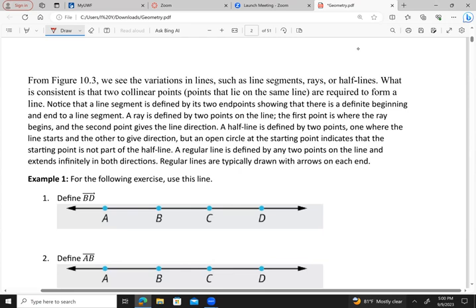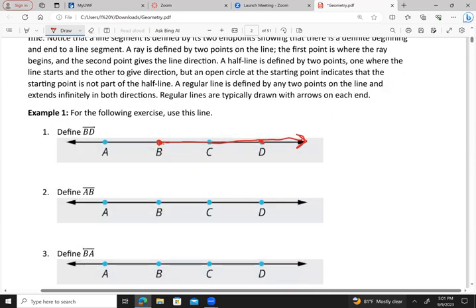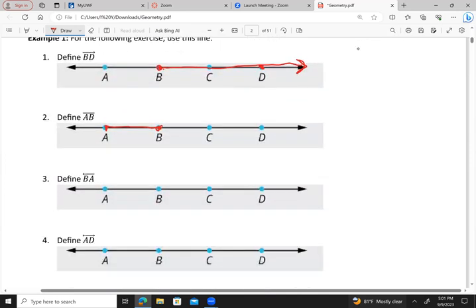So, for the following exercises, use a line. We want to draw the ray B to D. And we start here with B, we're going to D, and it's a ray. So it continues on. Here we have a line segment from A to B. Color in our points. There we are. Simple line segment. Now I have a ray starting at A and going to B.